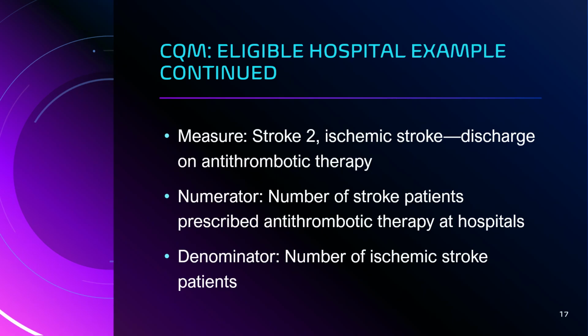So think about it this way: a patient may receive the prescription in reality, but if the pharmacy system doesn't interface properly with the EHR, that patient could disappear from the numerator, and that means the hospital's quality score would look lower than it really is.